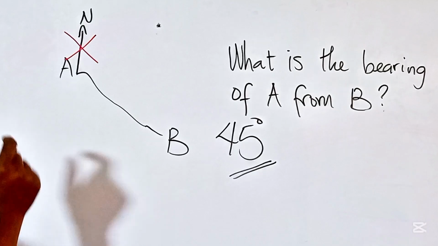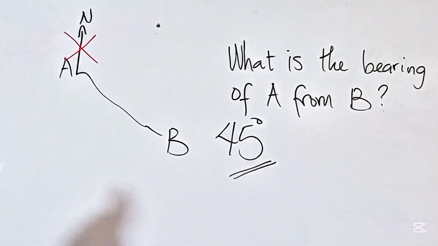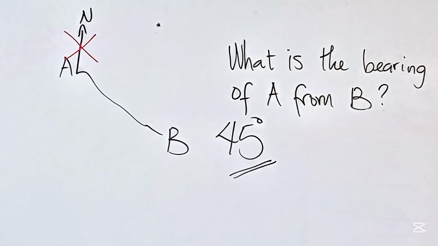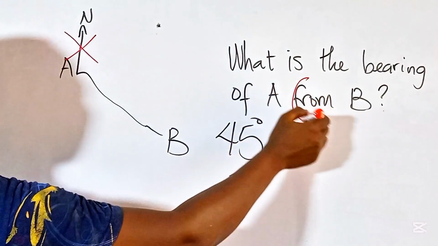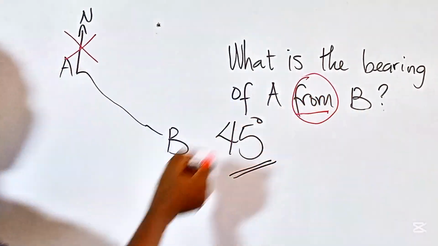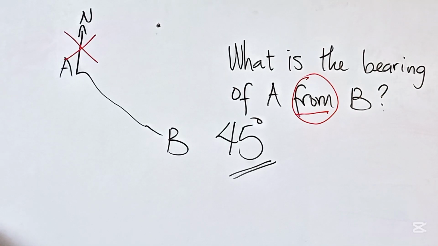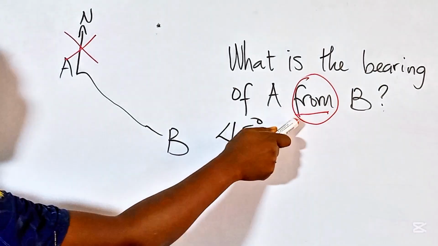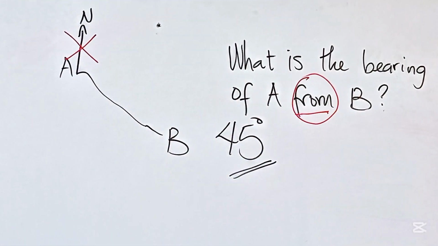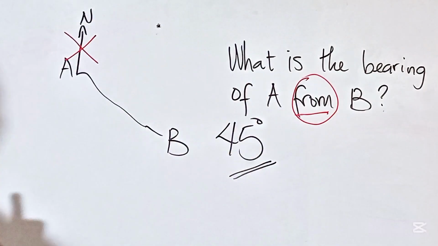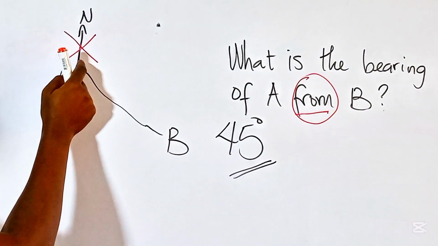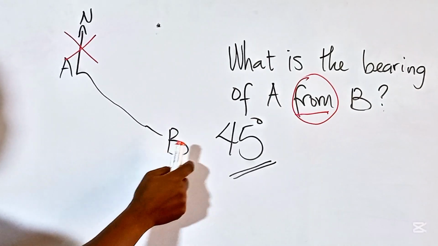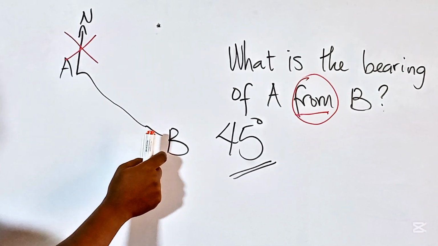Rule number 1 is the anchor. When solving navigation problems, the most important word from the question is this: from. Why? Because it tells you where you are starting from. So this question says from B, so your north line should be at B and not at A. This is your own base. This is where we are starting from.